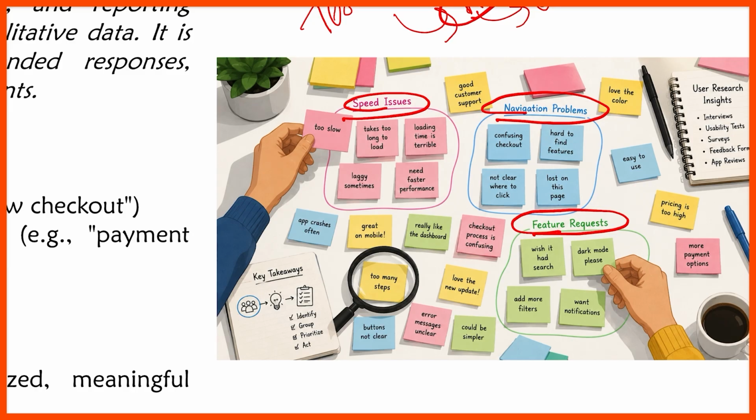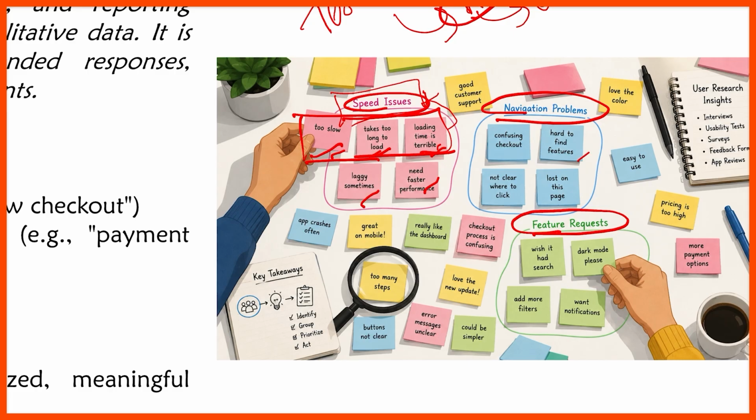Now the feedback they collected, whether it's that the speed is very slow, it takes long to load, or the loading time is terrible. These are similar in nature, so they merged those and put those feedbacks from the users into one special category which they named speed issue. These are the different users who are facing problems in terms of speed.